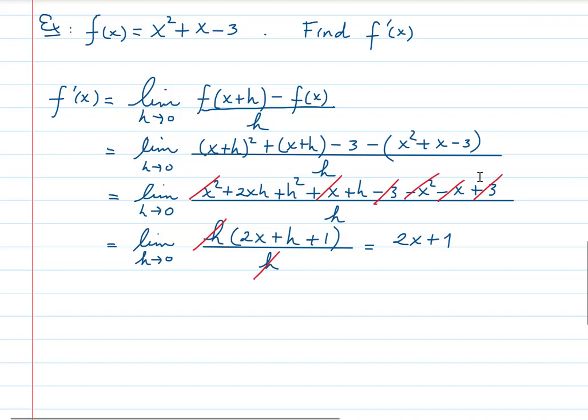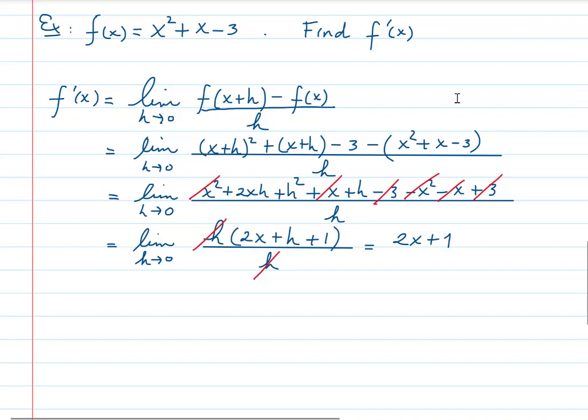Once we've canceled some terms out, the h goes away, then we're able to plug in this 0 for h, and then we end up with our limit, which ends up being now our derivative by our definition, 2x plus 1 of this function, right? So then we say 2x plus 1 is the derivative of this quadratic here, x squared plus x minus 3.